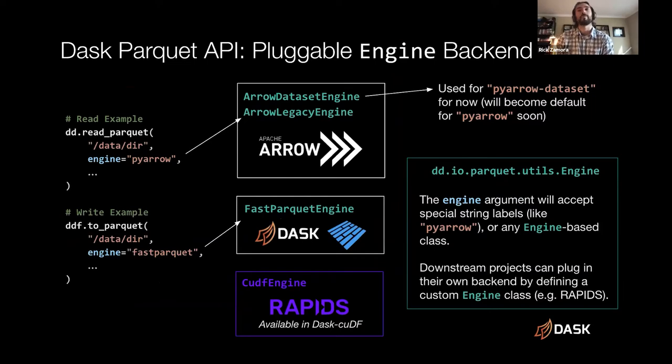Another thing to keep in mind, though, is that over the past couple of years, we've done some development in both read Parquet and to Parquet, so that everything actually has what we would call a pluggable engine backend. Right now, if you specify engine equals pyarrow, you'll get the Arrow legacy engine backend. If you specify pyarrow dataset, you'll get the Arrow dataset engine backend. There's also the fastparquet engine. The reason I say this is pluggable is that in Dask cuDF, what we actually do is inherit from the Arrow backend and call it the cuDF engine. We are just using the Dask DataFrame read Parquet and to Parquet, but specifying we want the engine to be the cuDF engine.